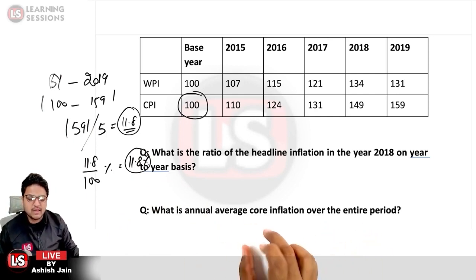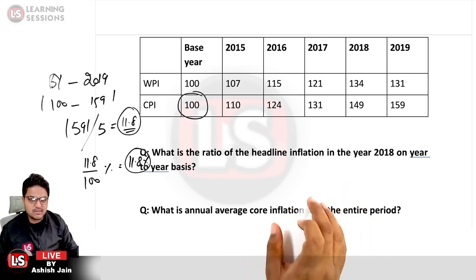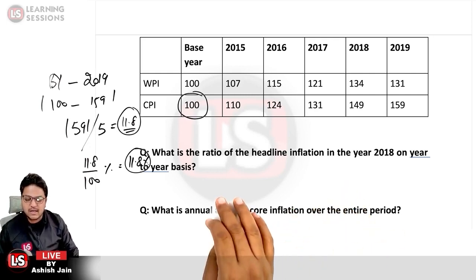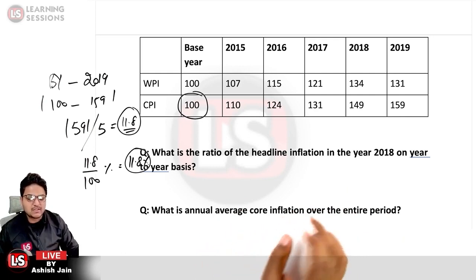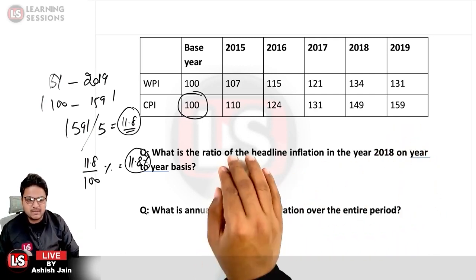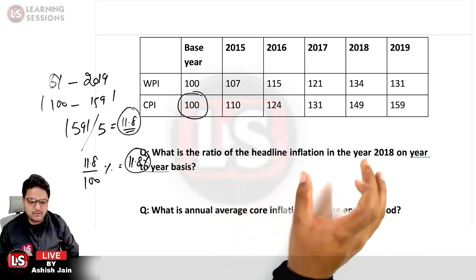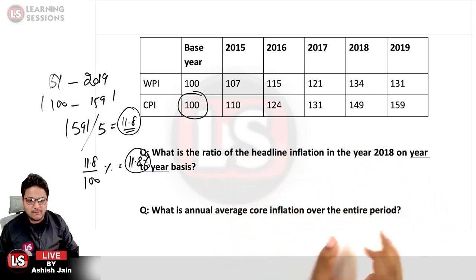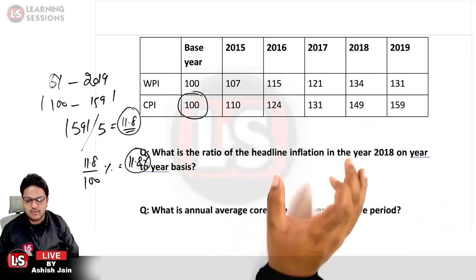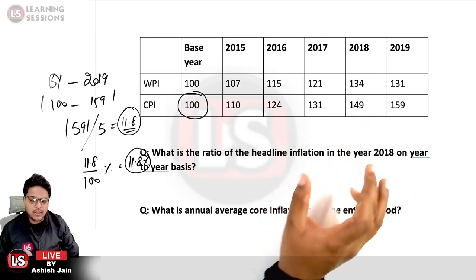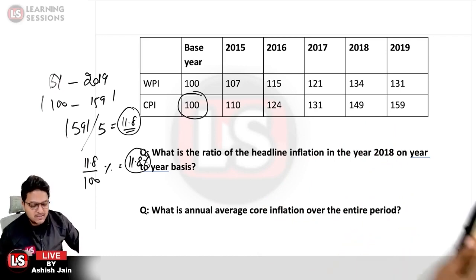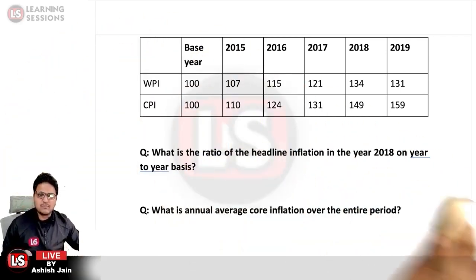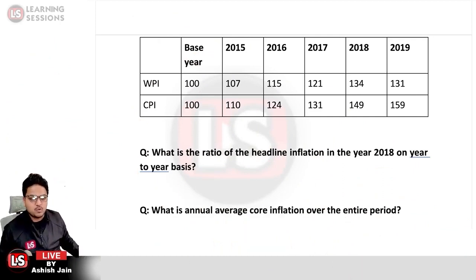Whenever it is said that we need to calculate on a year to year basis, we consider the last year. And when it is said that we need to calculate the average, we take the uppermost year and the base year and find the difference between them. Then we calculate the average by dividing by the total number of years, and calculate the inflation based upon that. So that is related to question number 2.